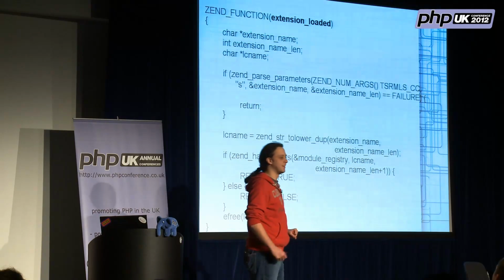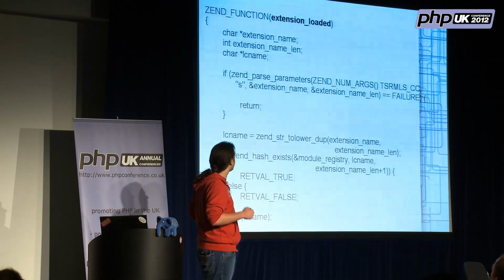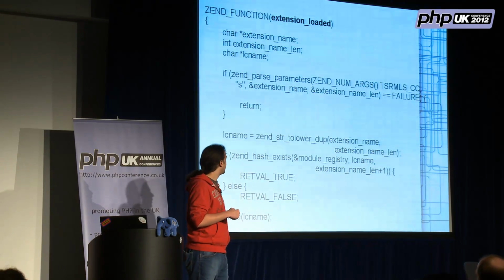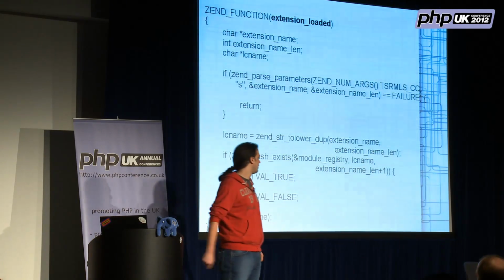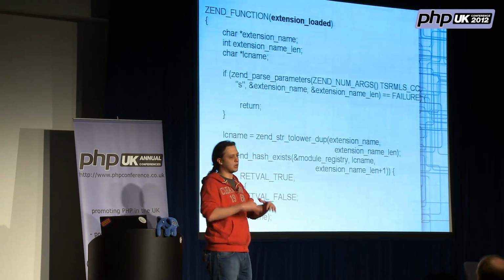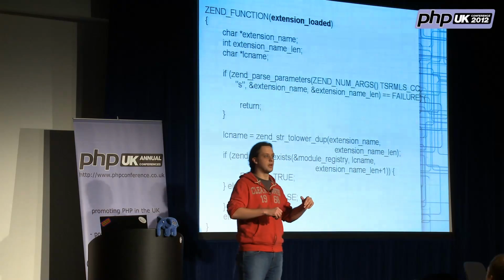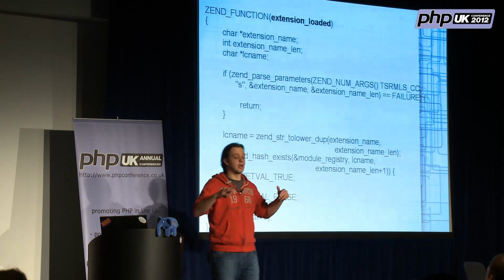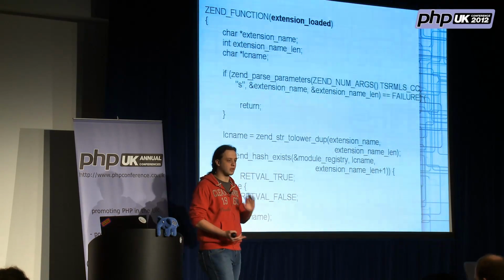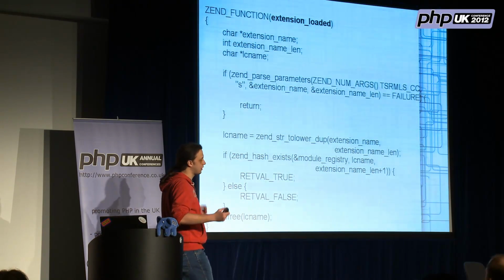Just to have some C code in the slide, this is the implementation of the extension loaded function. We have some variable declarations. We're getting one parameter, which is passed from the user of this function. Then we create a copy which is lowercase, since the extension name is compared only in lowercase. So you can't have a MySQL extension with a capital M and a MySQL extension with a lowercase m, you can only have one of those. So we have to lowercase it to compare it. And then we look up in a hash table whether it exists or not.